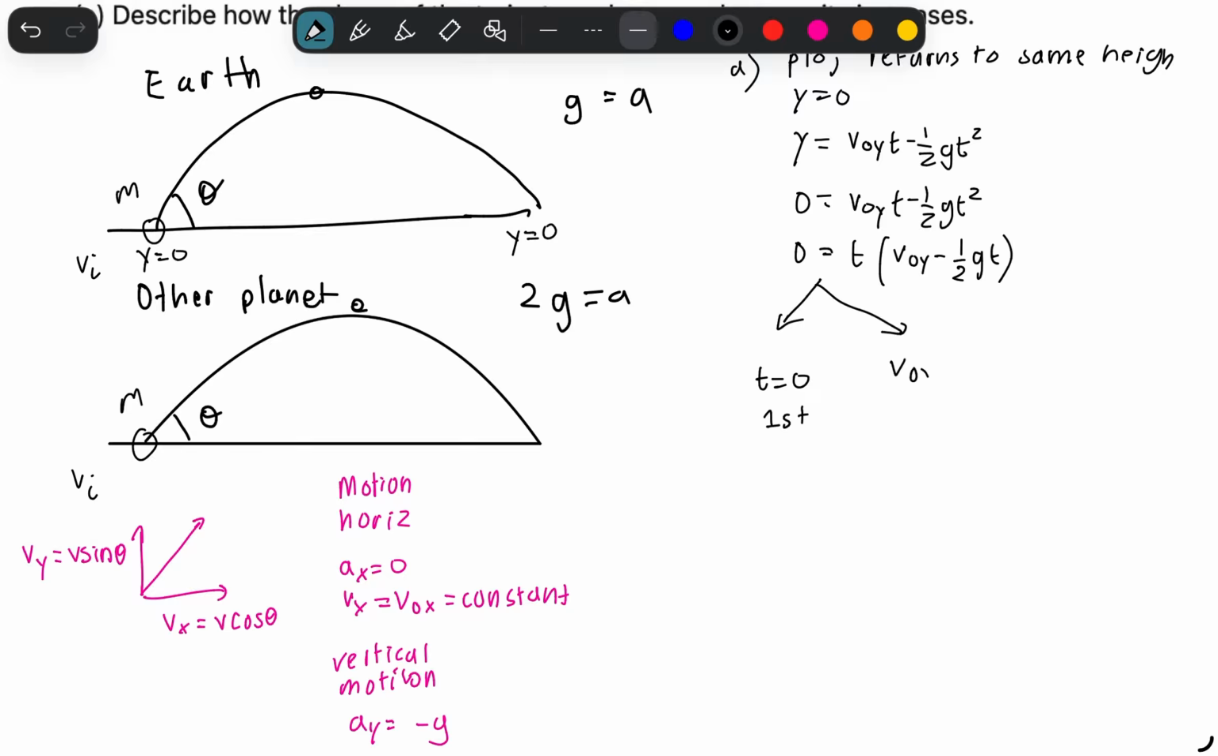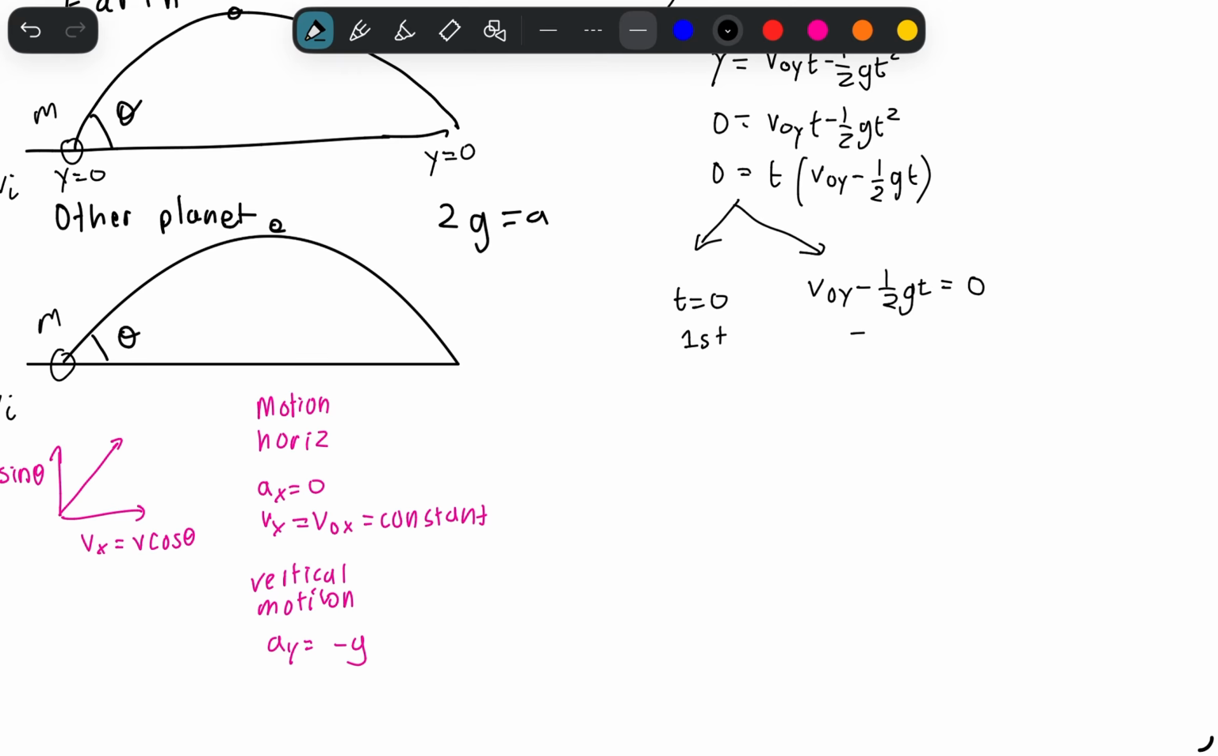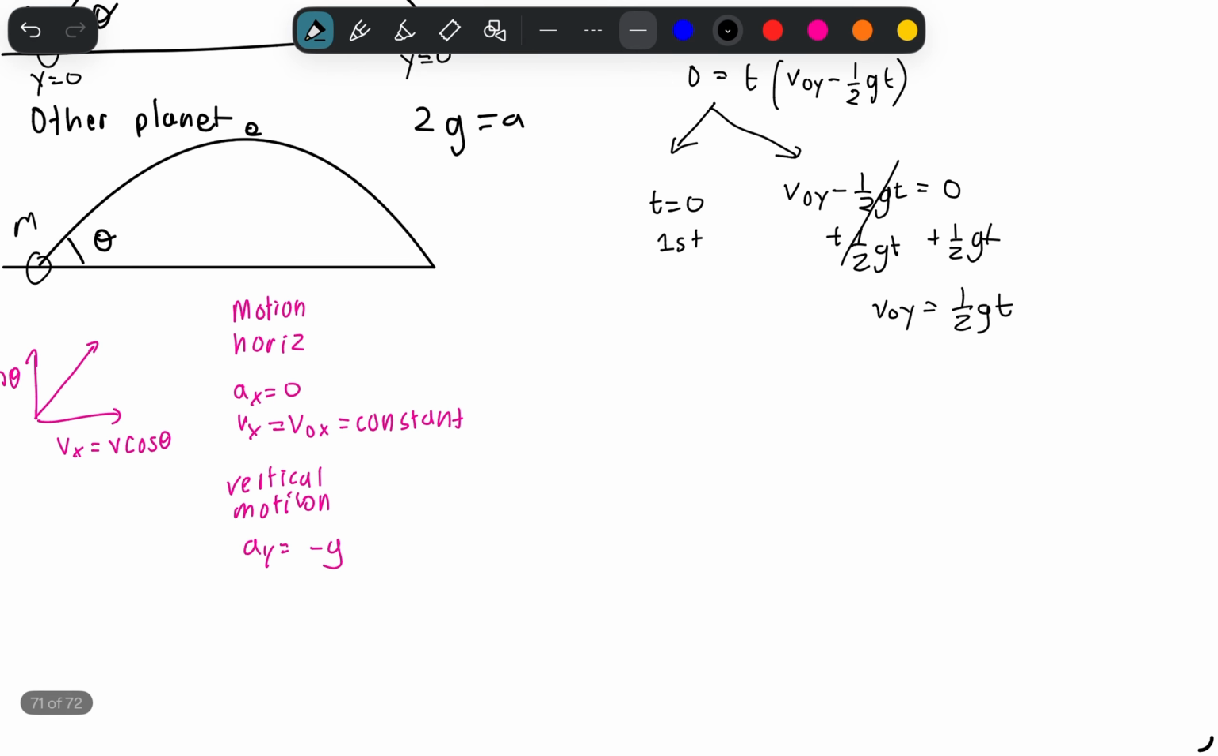So then we set our v initial y minus 1/2 g t equal to 0, and if we set that equal to 0, we can add 1/2 g t to both sides. If you do that, you get v initial y is equal to 1/2 g t, and after this, we can multiply both sides by 2, and if we do that, that cancels out. So here, after this, we just want to isolate our t, so we can divide both sides by g, and doing that, that g cancels out.